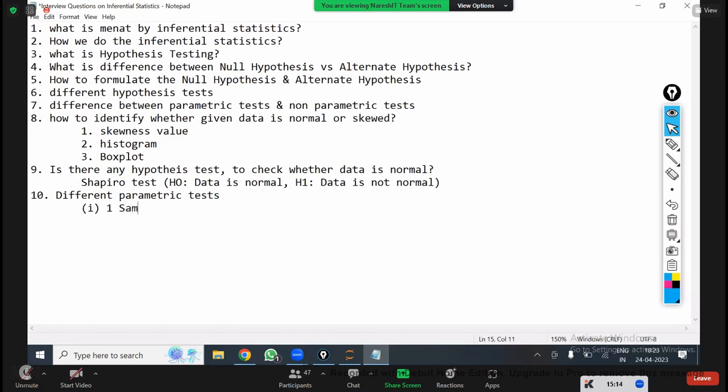Along with that, the third type of test is called the ANOVA test. And the fourth one is called the one proportion test. The next one we have is the two proportion test. And the last one we have is the chi-square test.